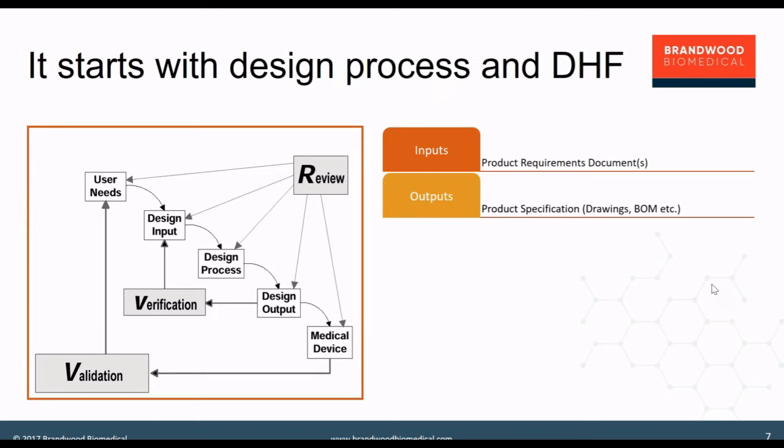In terms of the outputs, the outputs of the design process will include essentially all your product specifications, so all the design drawings, the bill of materials, the product literature that's produced as part of the process, and relevant for the intended use of the product. And all of that documentation, again, will support your submission.